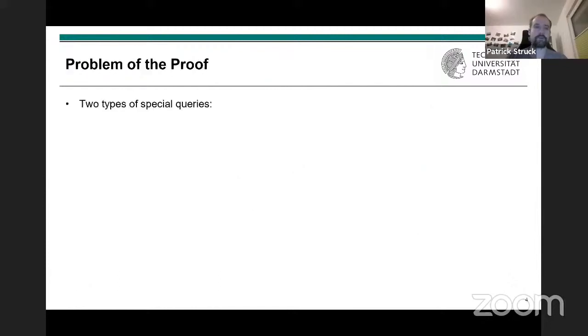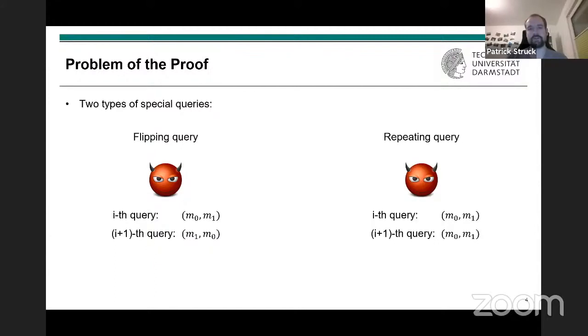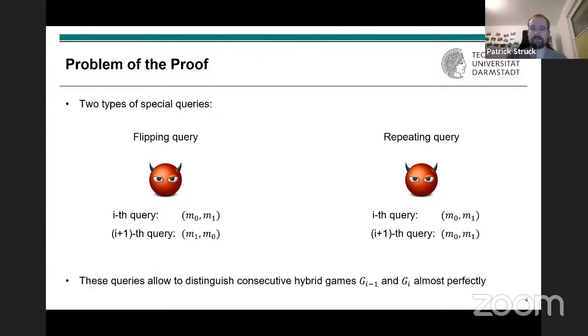Now in this work, we further investigate this issue of the proof. And for this, we define 2 types of special queries which are allowed in this game. First one is the flipping query, where just after making query M0, M1, the adversary later queries M1, M0, and repeating queries where the adversary just makes the same query twice to the challenge oracle. And for these, we essentially show that these consecutive hybrid games from the hybrid argument of the proof, these queries allow to distinguish these games almost perfectly. So we cannot prove the statement using these hybrid games, actually.